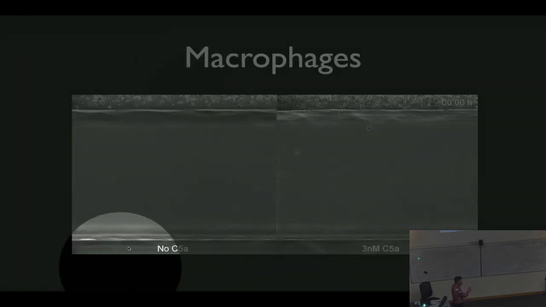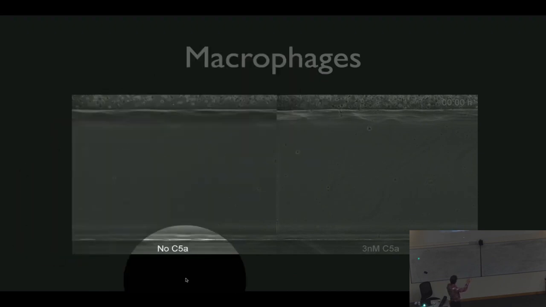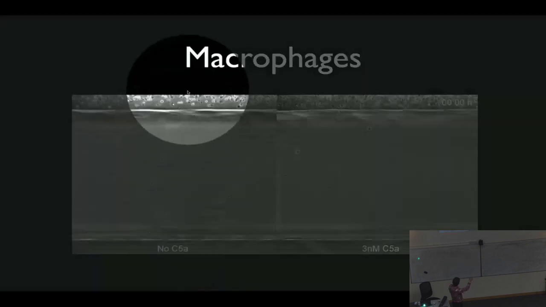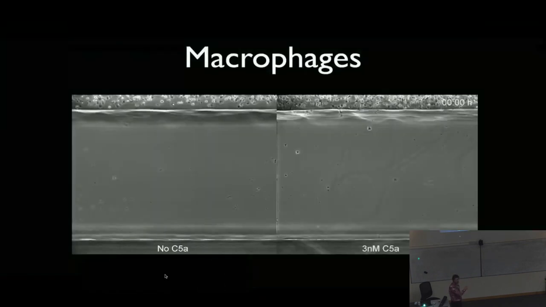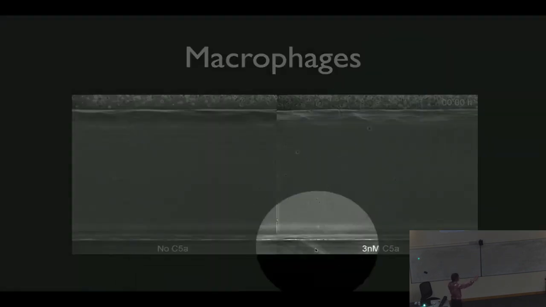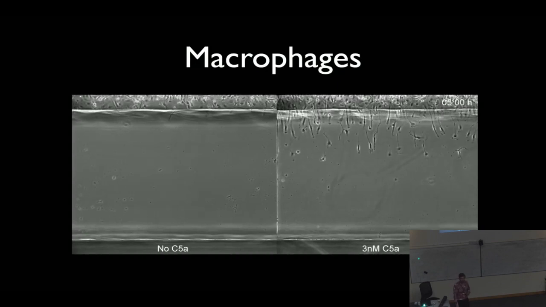This is the same experiment I showed you before. So there's a bridge, there's a well below, and the macrophages are put into one well. And in this system, there's no C5a, macrophage chemoattractant. And in this system, there's 3 nanomolar C5a everywhere. So no gradient, no information unless the cells make it themselves. And what do they do? That's great.